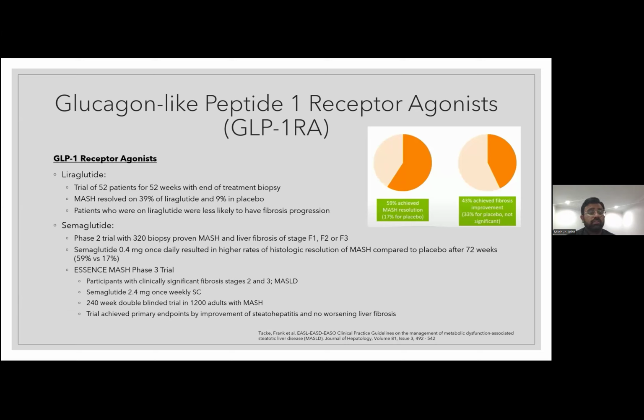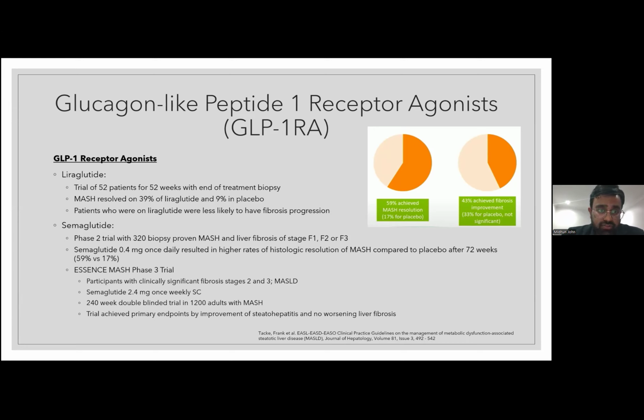GLP-1 studies basically look at two drugs, liraglutide as well as semaglutide. With liraglutide, there was a trial by Armstrong et al. that looked at 52 patients for 52 weeks with an end-of-treatment biopsy. What it showed is that MASH resolved in about 39% of liraglutide patients compared to 9% of placebo patients. Patients who were on liraglutide were also less likely to have fibrosis progression. But the bigger one would be our semaglutide, where we're seeing a lot of trials and outcomes come out.